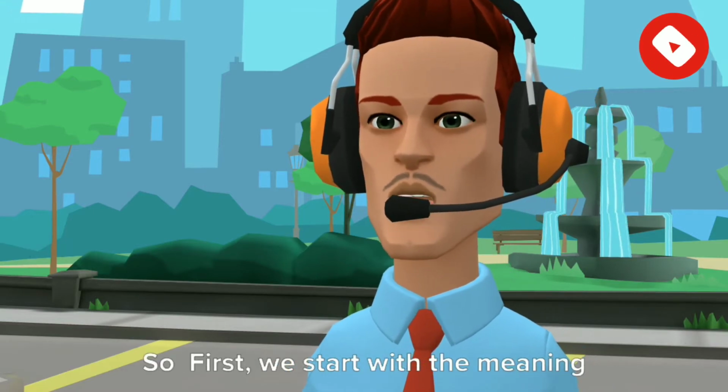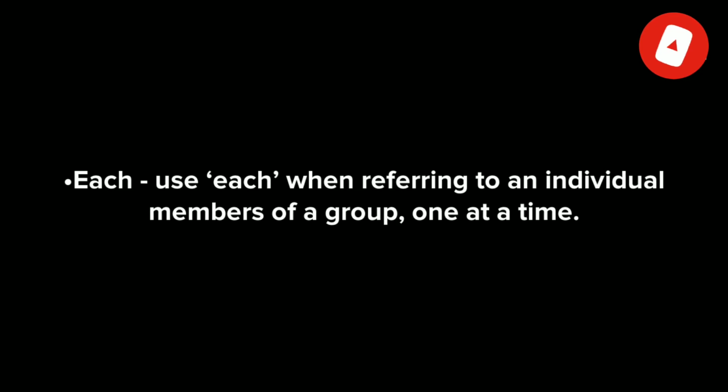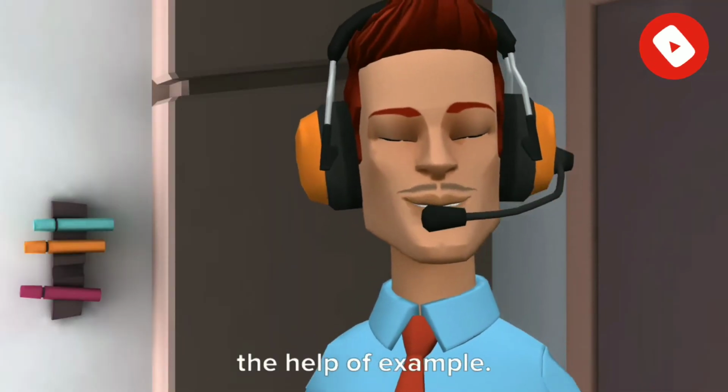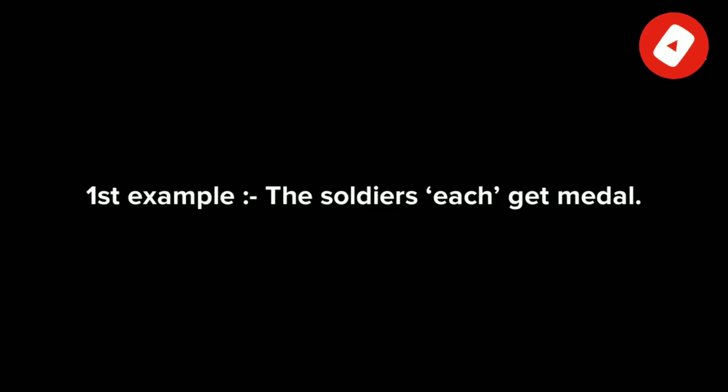So first, we start with the meaning of each. Use each when referring to individual members of a group, one at a time. You can easily understand it with the help of examples. First example: The soldiers each get a medal.